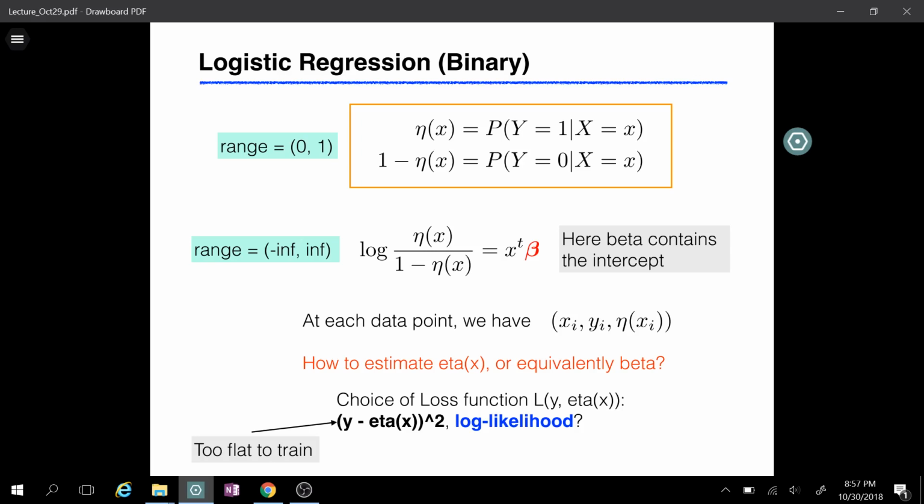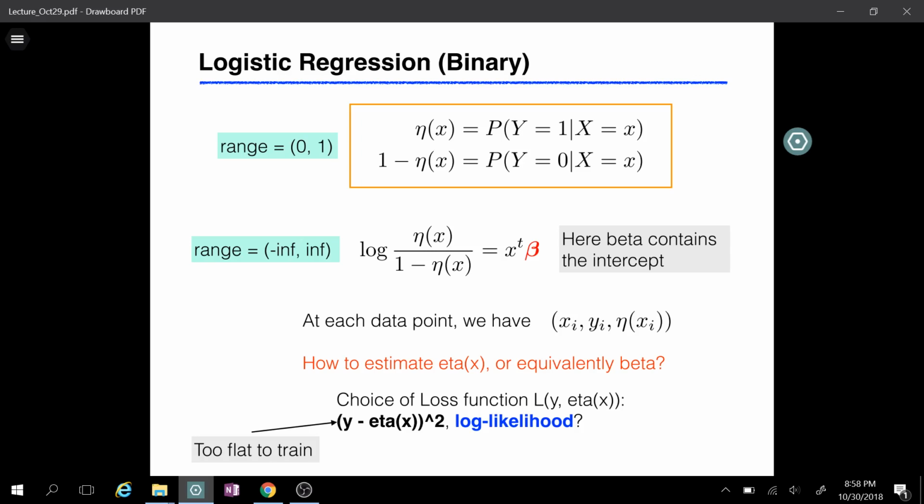We could use the L2 loss, (y minus eta(x)) squared. Apparently, when y is equal to 1, we want our probability to be close to 1, and when y is equal to 0, we want our conditional probability eta(x) to be small. So it makes sense to use the L2 loss, but this loss function will be too flat to train.